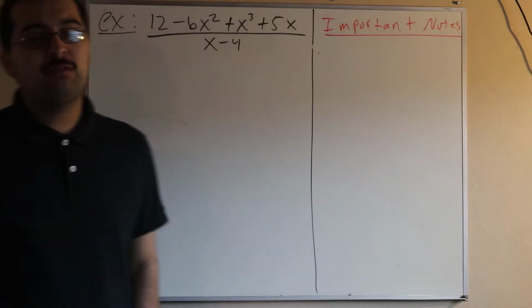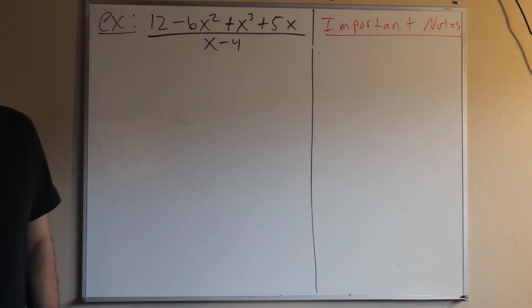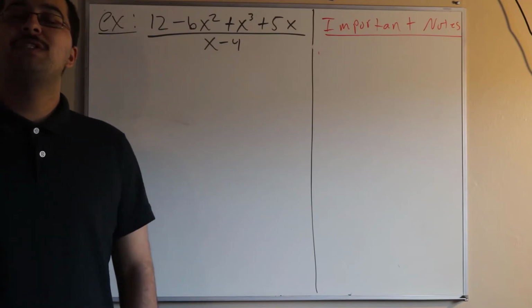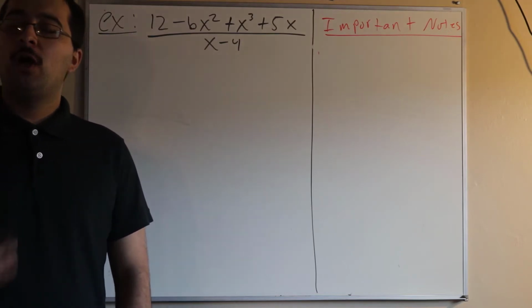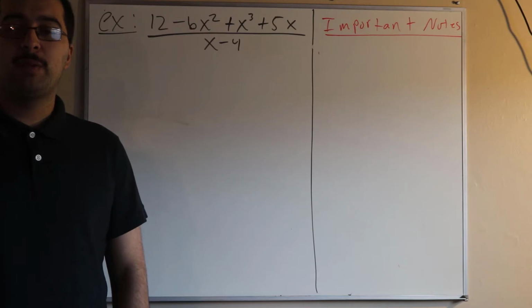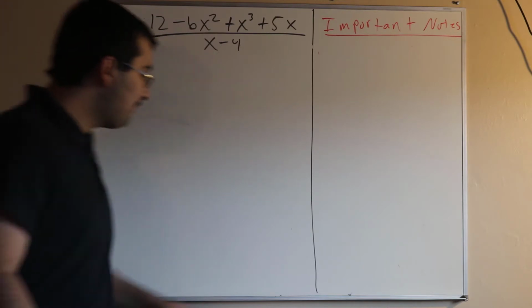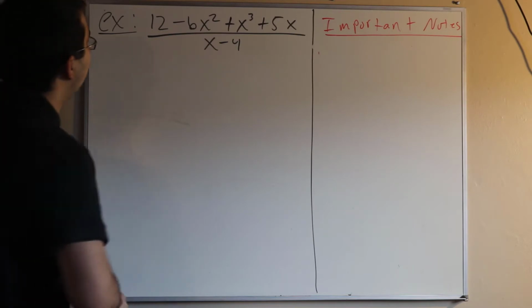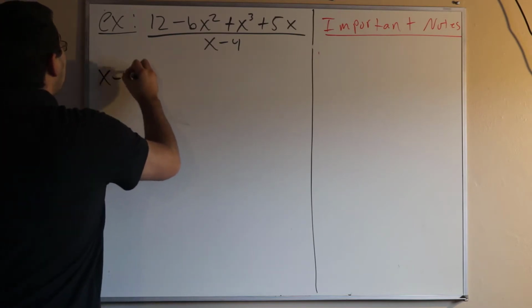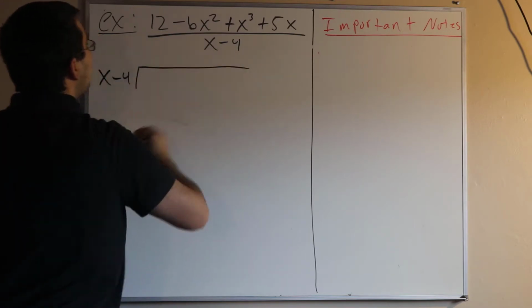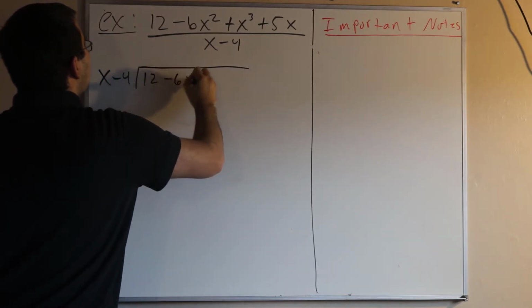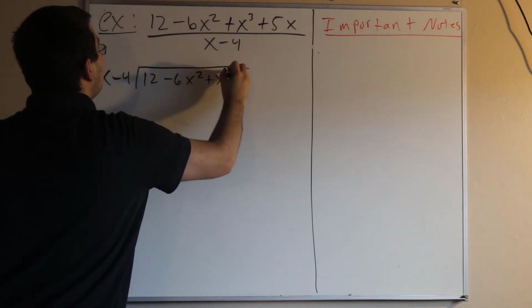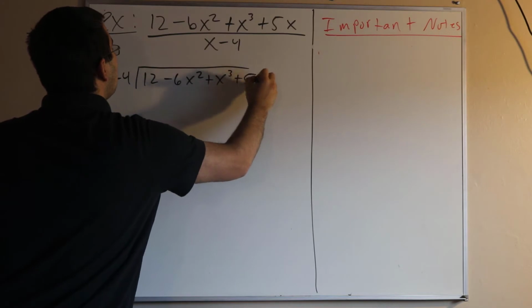Okay, so to start things off, we're going to consider the following example: 12 minus 6x squared plus x cubed plus 5x, all divided by x minus 4. And we want to long divide this. Okay? So, let's go ahead and write it into our long division form. That being x minus 4, then we have our division, 12 minus 6x squared plus x cubed plus 5x.